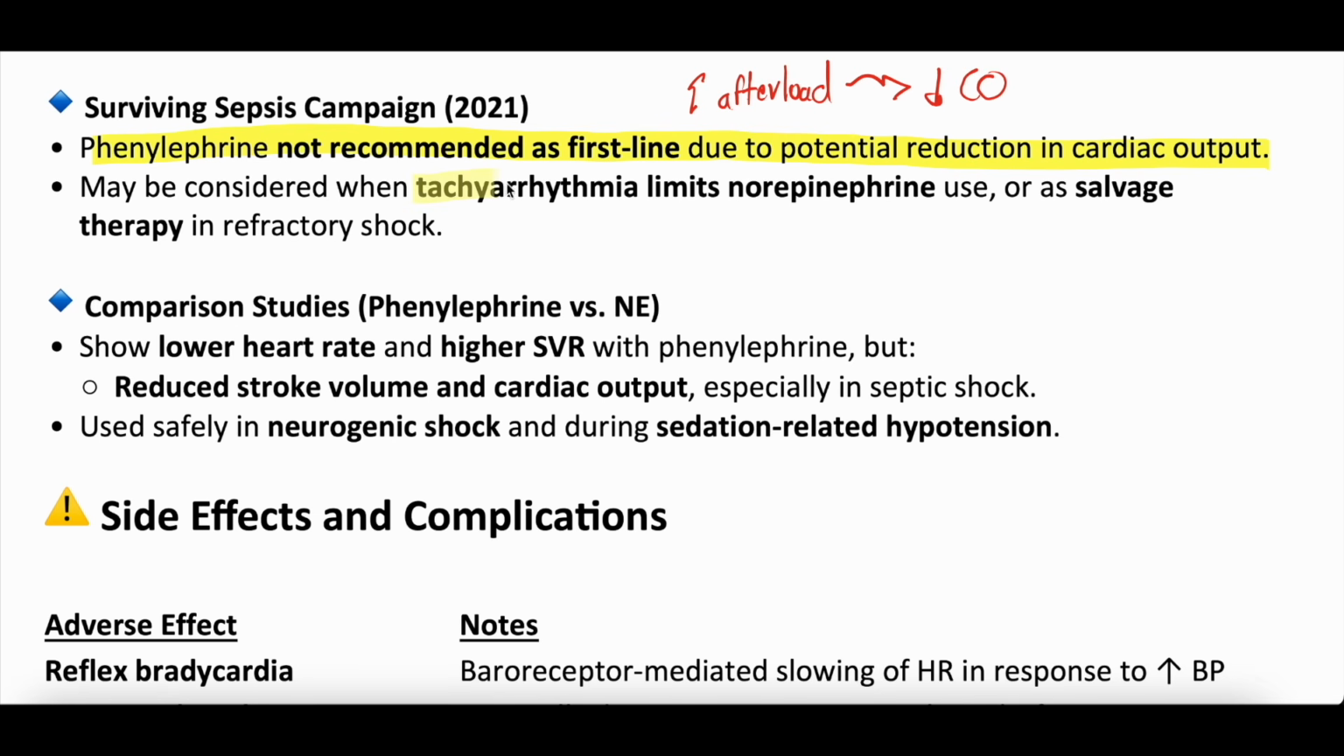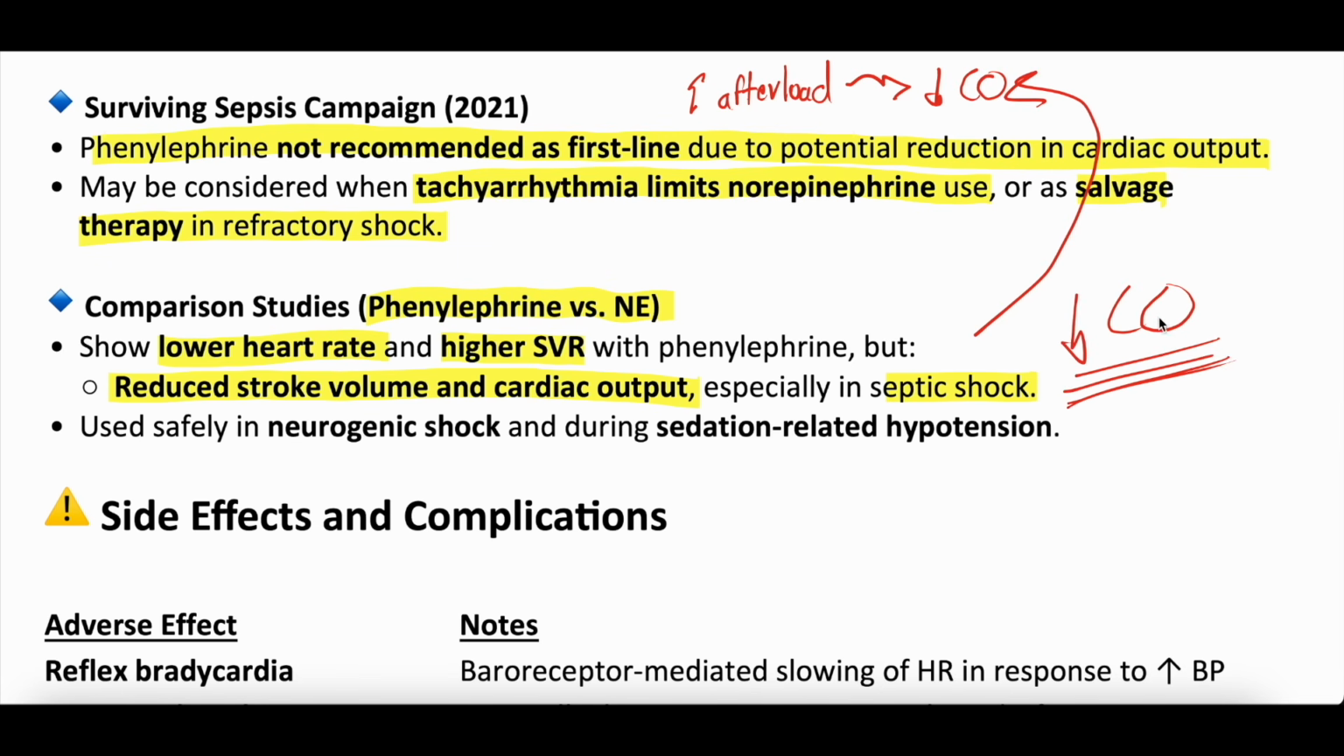You may consider it when tachyarrhythmia limits norepinephrine use, or as salvage therapy, third or fourth line, in refractory septic shock. There have been some trials looking at phenylephrine versus norepinephrine, and phenylephrine often causes a lower heart rate and higher systemic vascular resistance, and at times it actually reduces stroke volume and cardiac output, especially in septic shock. This is exactly what we were talking about up here, right? It can actually decrease cardiac output, and you want all the cardiac output you can get when a patient is in shock.